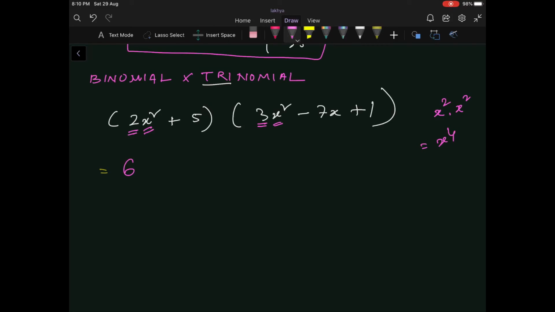But remember one thing, if you add x square plus x square, then what to do? You have to add the coefficients only, that is twice x square. Not the powers. When you multiply, you have to add the powers, not the coefficients. So remember that.